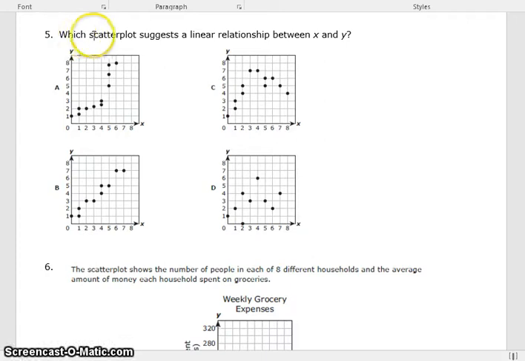Number 5. Which scatterplot suggests a linear relationship between x and y? Linear relationship.